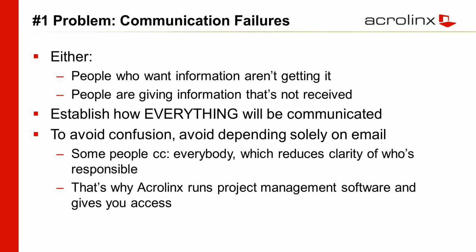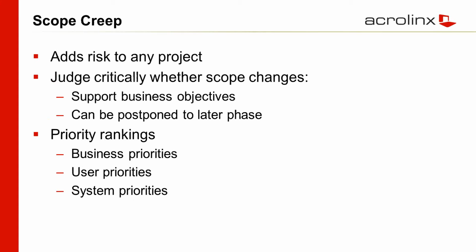We give your people access to it so that there is a way to communicate. But that's not the only way to communicate. There are others, and you need to keep track of those. Scope creep is a big issue. So that's where the project manager really needs to understand whether a scope change is necessary. Is it necessary to support the business objective? And can it be postponed to a later phase?